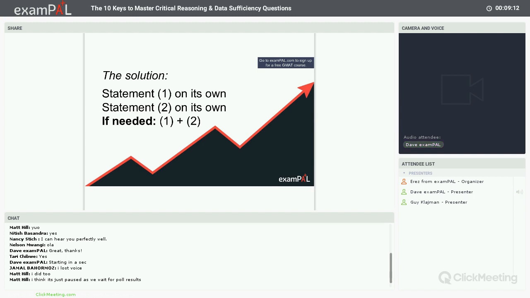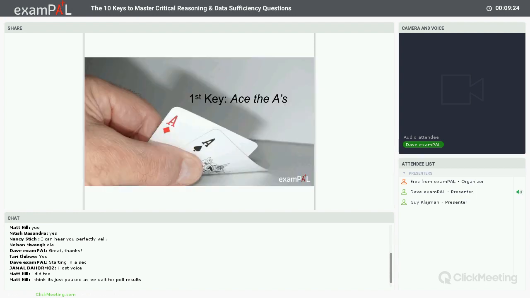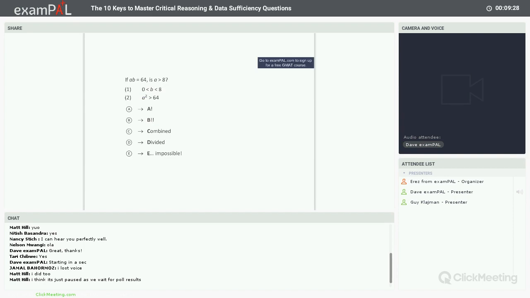That's in a nutshell what we have to remember about data sufficiency, and all the tips we're going to be talking about derive from that. So without further ado, let's start looking at questions together and see how these apply. The first key we call ACE the A's. And here's the first question we're going to look at today.